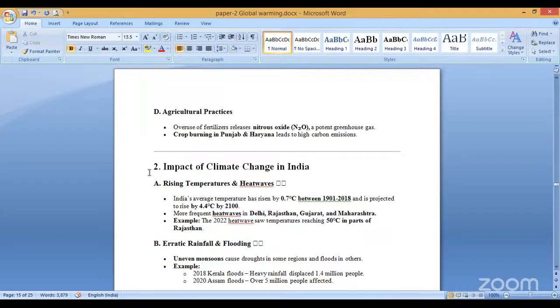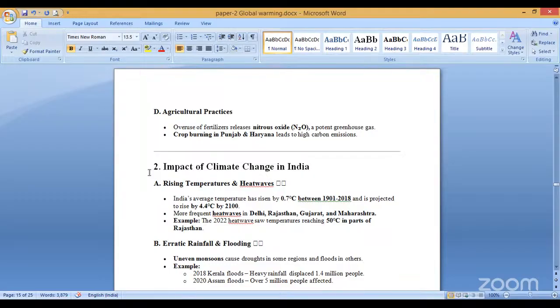Then coming to the next one, impact of climate change in India: rising temperatures and heat waves. Yes, in the present situation, the temperatures are very high compared to the previous month or month and a half. Now the temperatures are between 35 and 40 degrees centigrade in Hyderabad also. But the night temperatures are very low. At night we feel maybe it is winter, and in the morning we feel it is a hot summer.